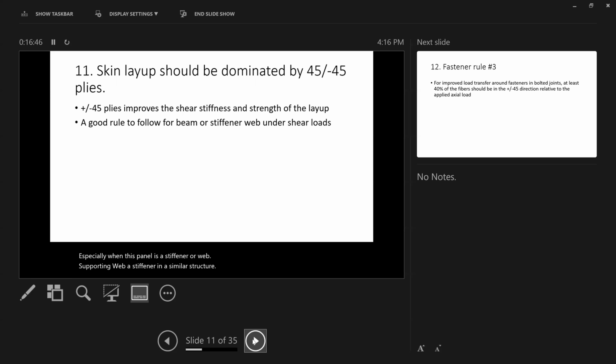This is because very frequently those stiffener or web are loaded under shear. When you have these plus minus 45-degree plies in there, it gives you a high shear resistance. Resist shear load better.